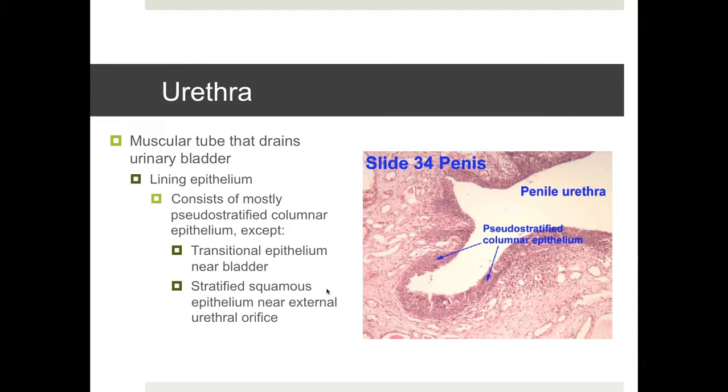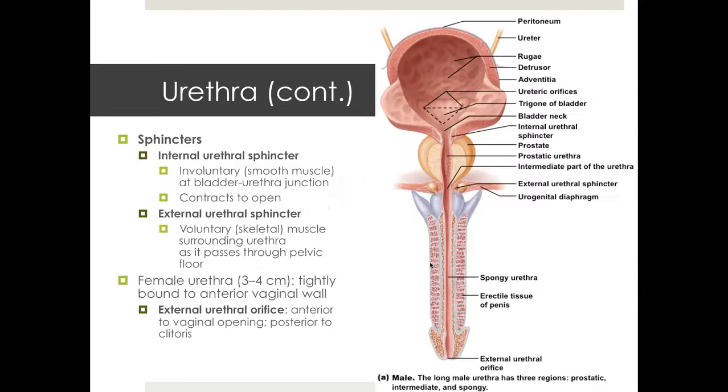So moving down into the urethra, our last major organ of the urinary system. This is a muscular tube that is going to drain the urinary bladder. We have the lining epithelium here that's going to change quite a bit as we move through. So most of it is going to be pseudo-stratified columnar epithelium, which we see in this histology slide here, except for as we move closer to the bladder, we'll see more transitional epithelium. And then as we move near the external urethral orifice, which we'll talk about in a minute, we will see more stratified squamous epithelium.